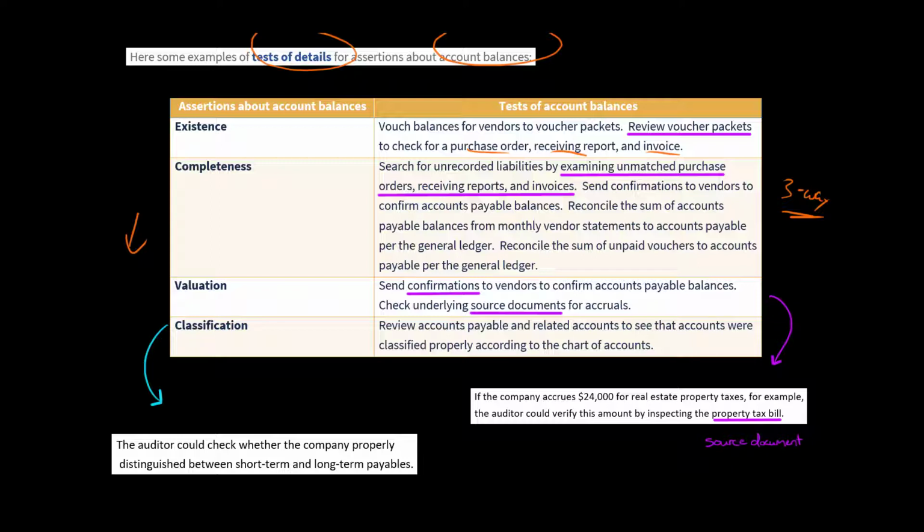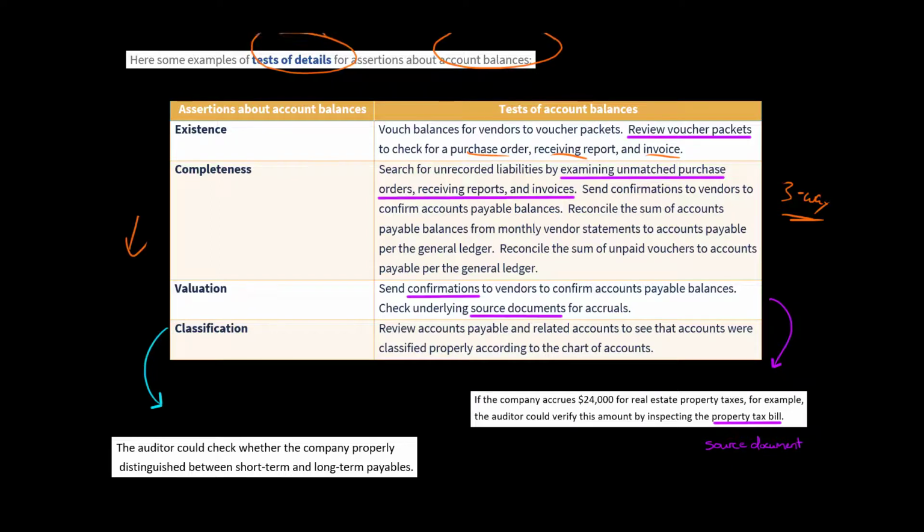The auditor can also, and this next one gets into the valuation assertion, send confirmations to the vendors to confirm the actual balance. Okay, so they can. This is similar to confirmations that would be sent with the accounts receivable process. Now, confirmations are generally more important for the auditor to do with receivables than they are with payables.